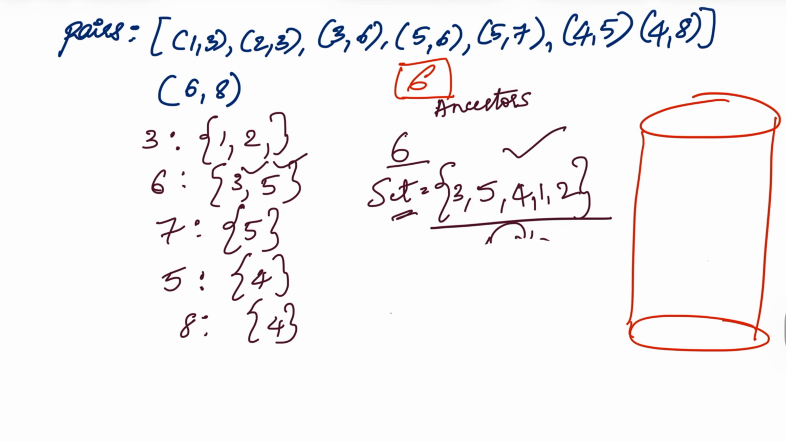Okay. Let's try to do the same for 8. Let's try finding all the ancestors of 8. So first let's add 8 to the stack, and in the first iteration we will be popping out 8 from the stack.